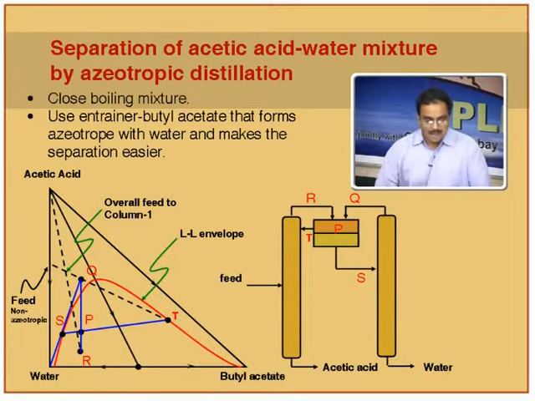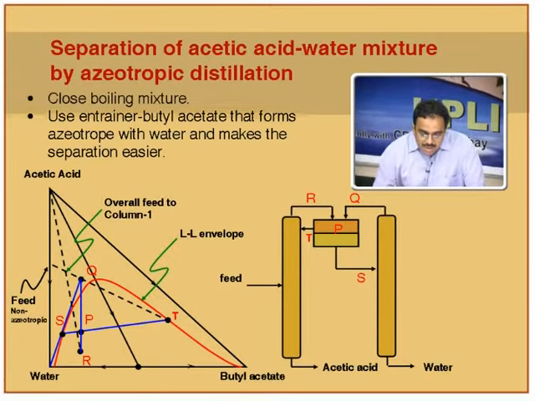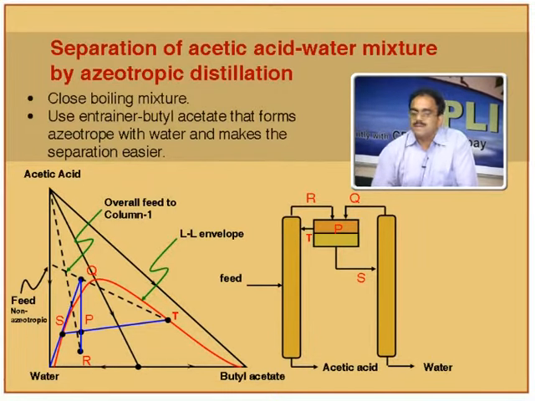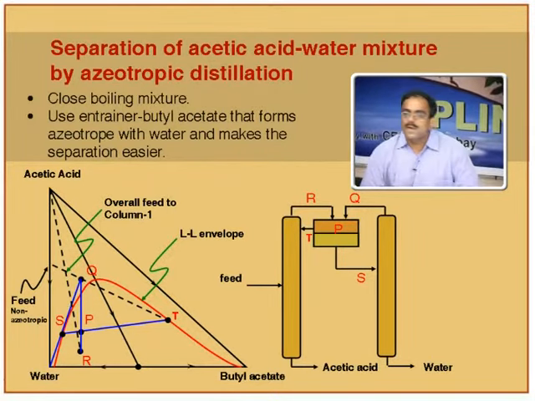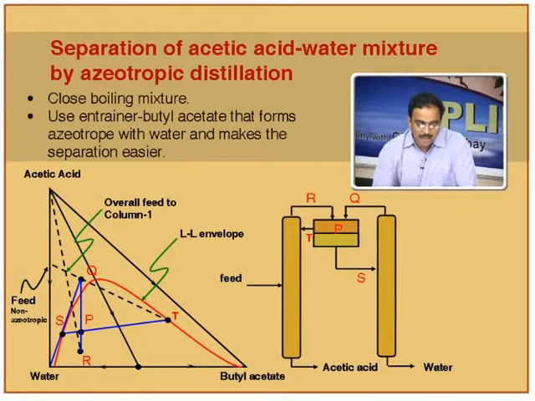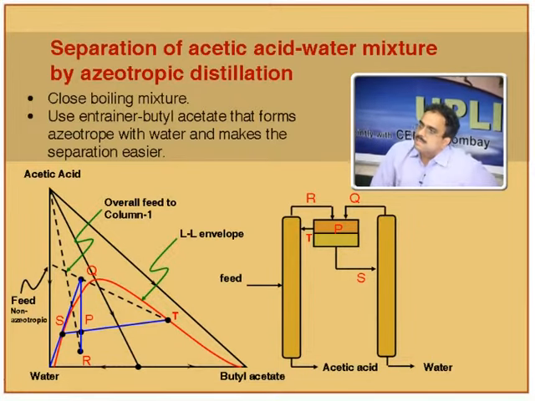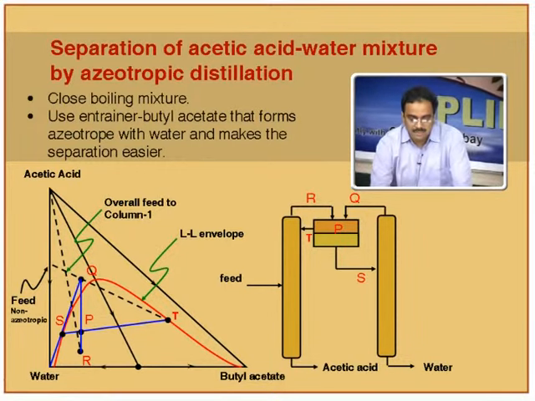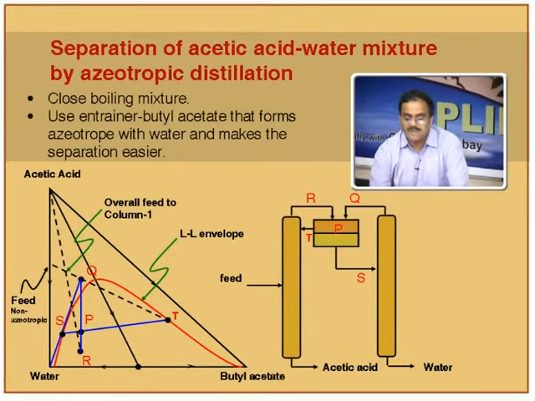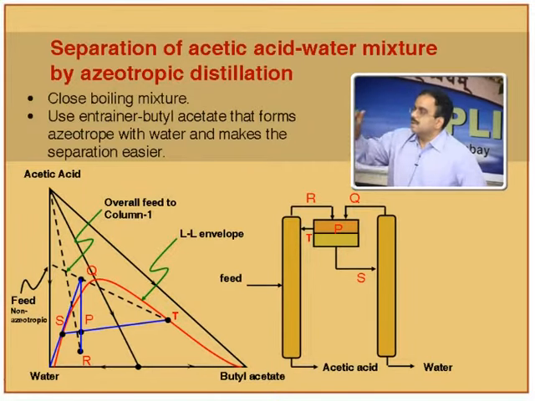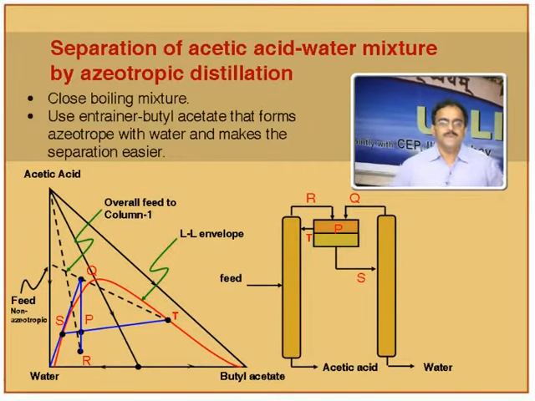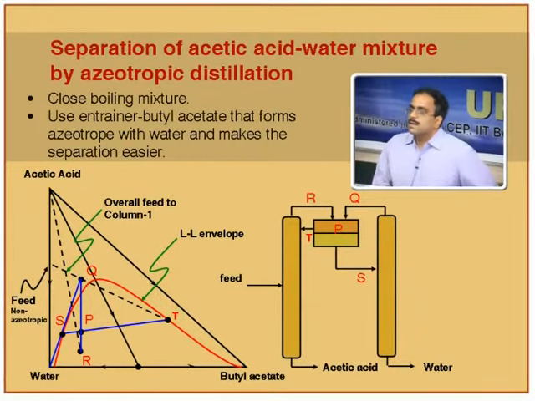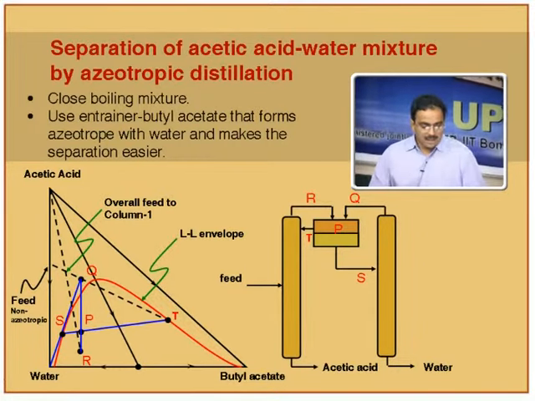Whereas if you use some entrainer, like say butyl acetate, okay, then it will form an azeotrope with water, which is a heterogeneous azeotrope, and makes the separation easier. So I will need fewer stages, and the energy cost will come down because the reflux ratio comes down, right? Okay, and that's the purpose.